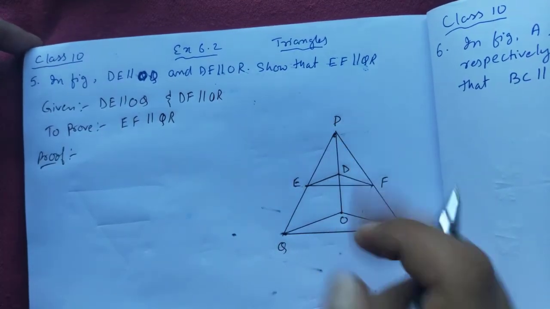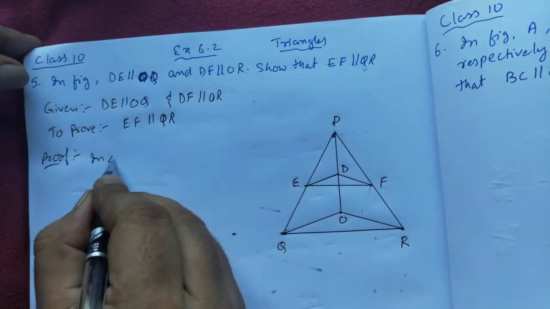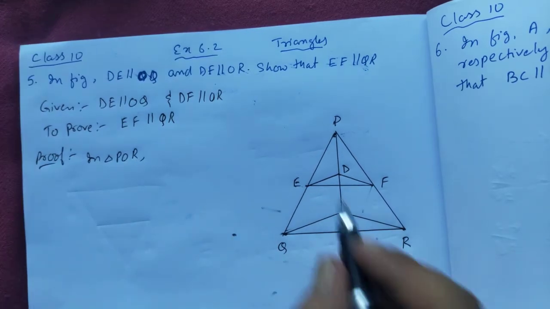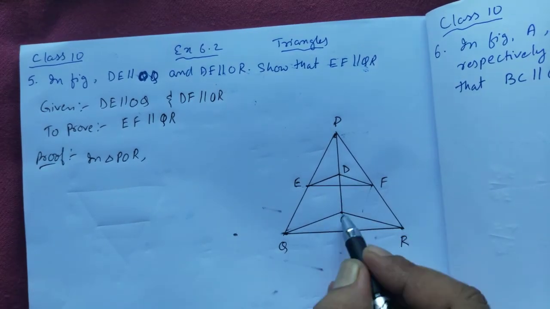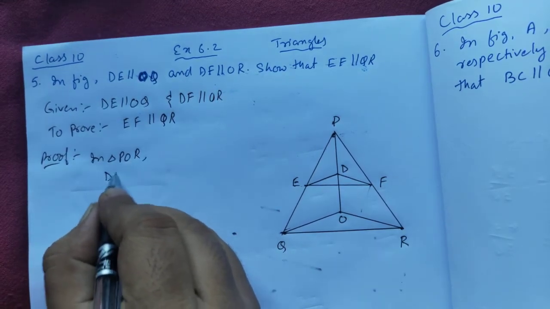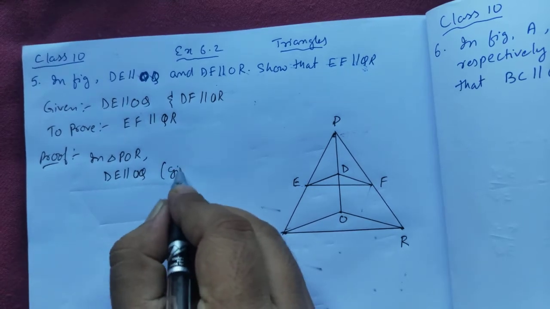First, we'll take this triangle. In triangle POQ, what is given? ED is parallel to OQ. So we can write DE parallel to OQ, given.